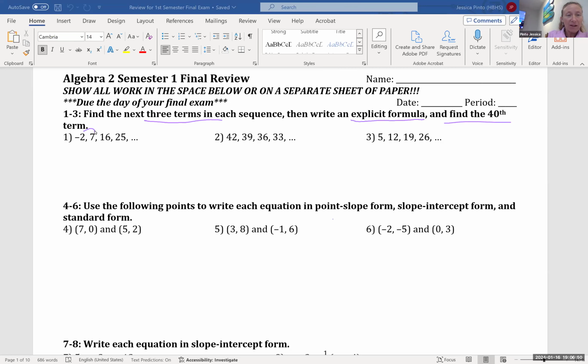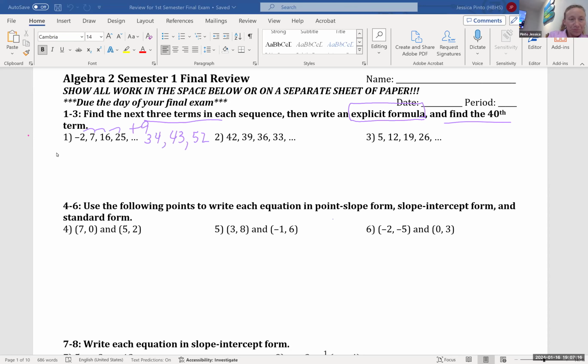I'm looking to find the pattern, and I see that the pattern is to add 9. So that would be 34, 43, 52. And I remember it's just like add 10, but then minus 1. Then the explicit formula is going to help us find the 40th term.